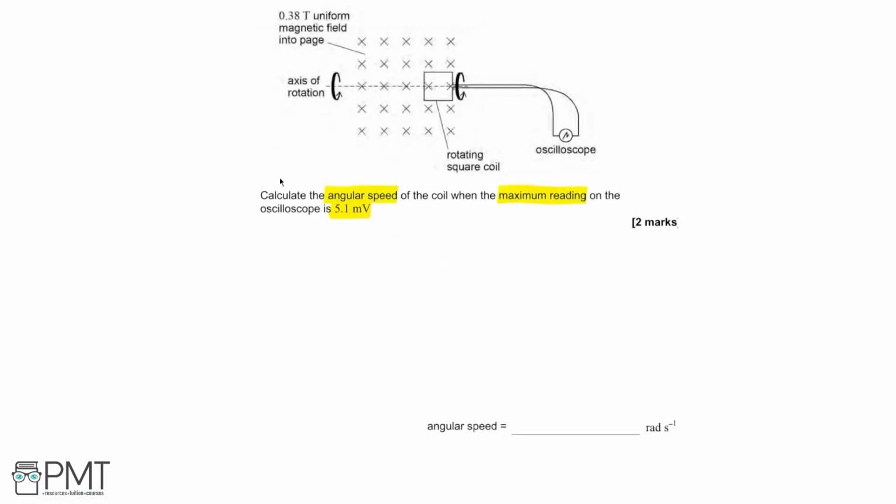In order to answer this question, we need the equation for the EMF induced in a rotating coil, specifically that EMF is given by the angular speed, omega, multiplied by the magnetic flux density B, multiplied by the area of the coil A, multiplied by the number of turns in the coil N, multiplied by sine of omega times t, where t is the time elapsed.